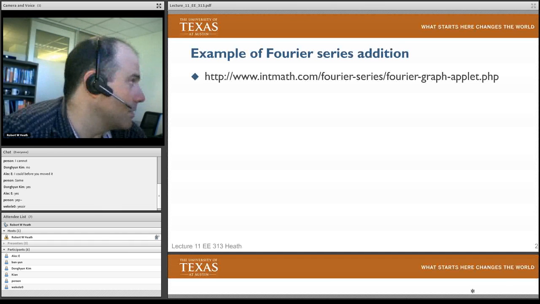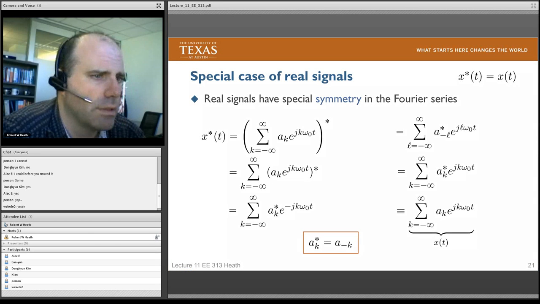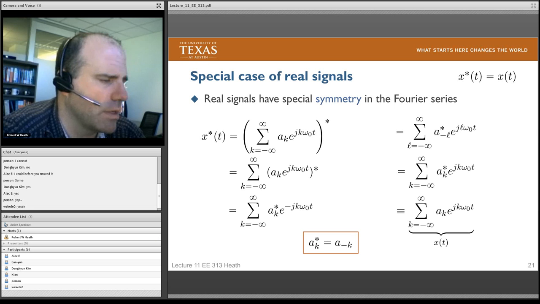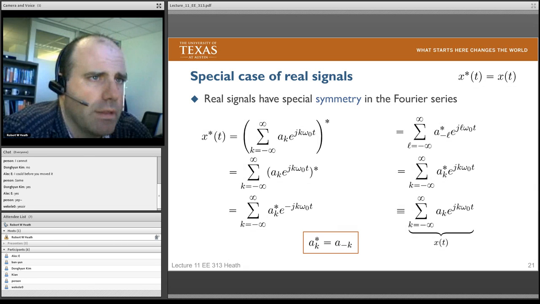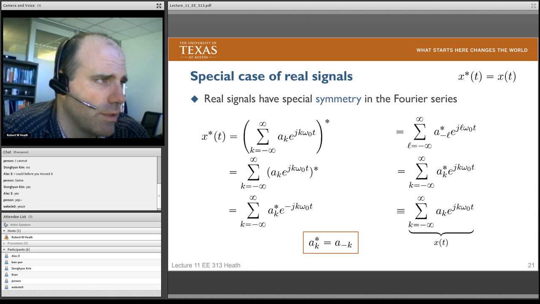Okay, so let's go back to this application sharing, share my document. Okay, all right, now we're back in the document. Now let's look at the special case of real signals. A real signal is one where the conjugate of that signal is equal to the signal itself, because it's real, right? So this means there's no imaginary part. Let's look at the Fourier series of that signal and take its conjugate. So we get the conjugate of the sum from minus infinity to infinity of a_k e to the j k omega t. And then the conjugate of a sum is the sum of the conjugates.